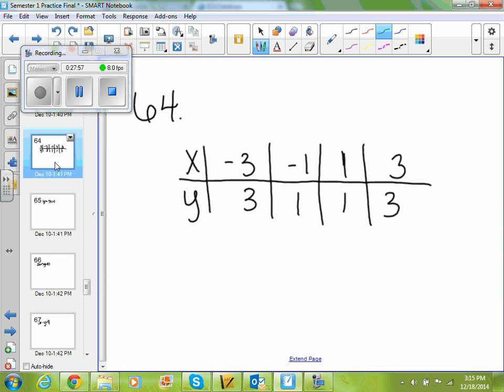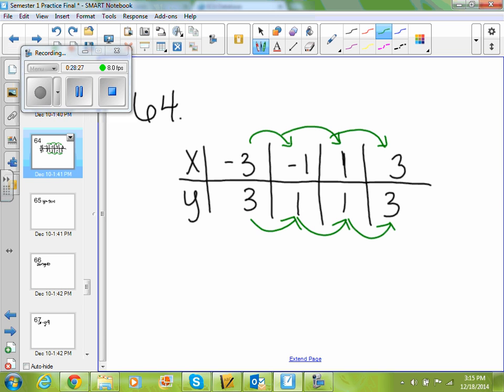Alright, if I look at 64, tell whether the given ordered pair satisfies a linear function. What does it mean to be a linear function? What word is in linear? Line. So what does it mean to be a linear function? Straight line. Okay, so we're going to look and see if this is a straight line. So we need to find our common differences.